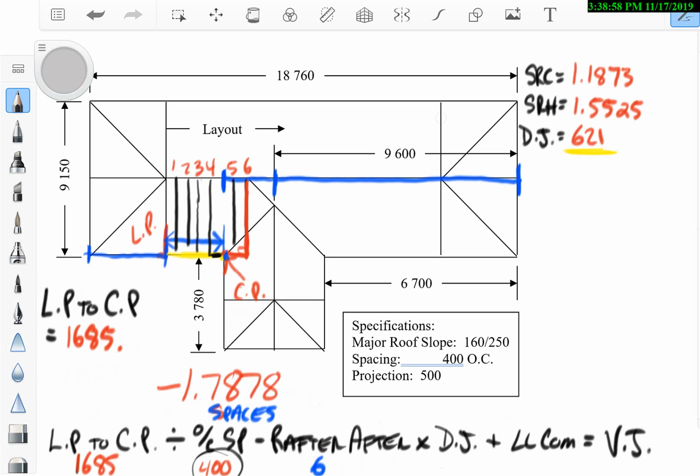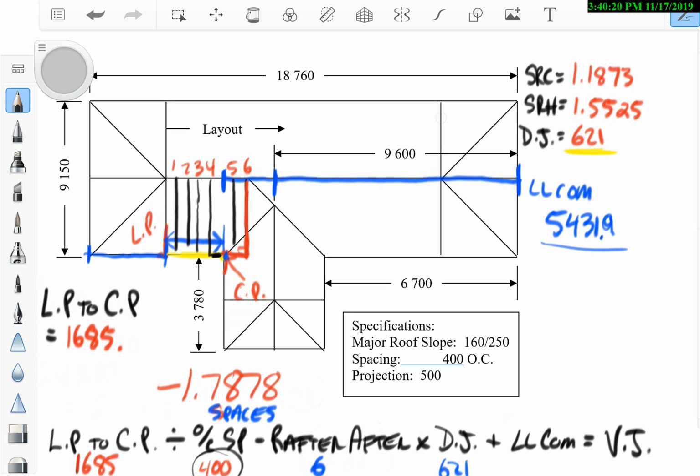Now we multiply that by our difference in jacks, which is 621. So I'll go ahead and multiply that by 621, which gives us a negative, I'll write that below it, a negative 1110, pretty much even. So now we still have a negative number. This is the amount of shortening we're going to have on the major common line length. So since it's a negative number, we're simply going to add this to the line length of our common rafter.